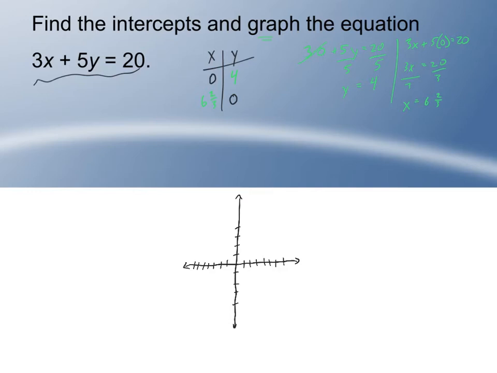Something like that. So my y-intercept was over 0, up 4, puts me right there. And my x-intercept is over 6 2/3 and up nothing. 1, 2, 3, 4, 5, 6, and 2/3 looks to be about there. And then I draw a line through the dots, put arrows at the end, and I'm going to label my picture 3x plus 5y equals 20. Okay, again, this is just for your notes. My math lab has very stringent tools that you're going to learn how to use.